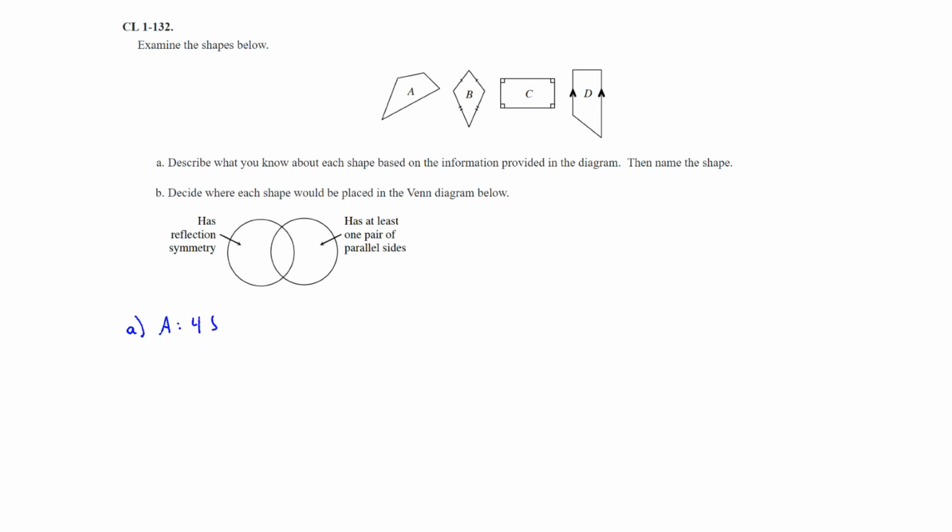So we got 4 sides. And then we'll just call it a generic quadrilateral.